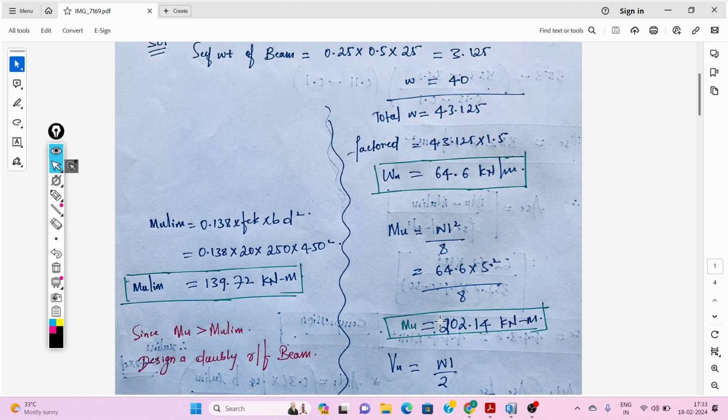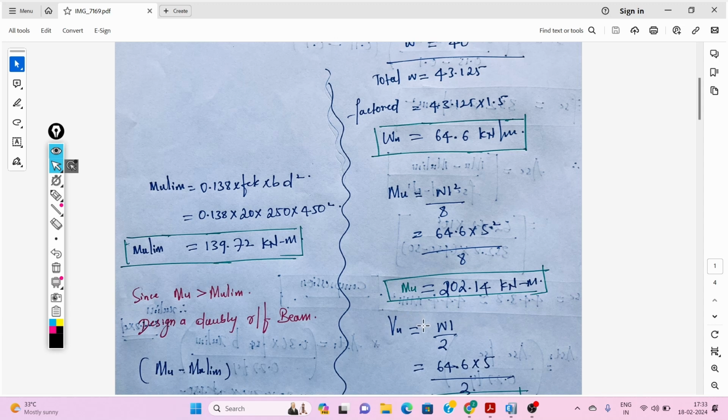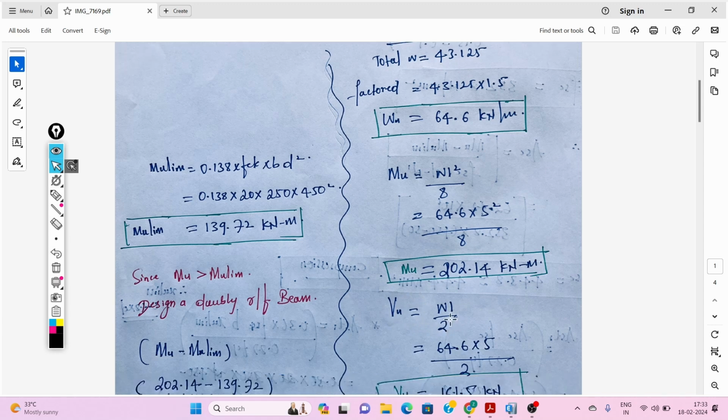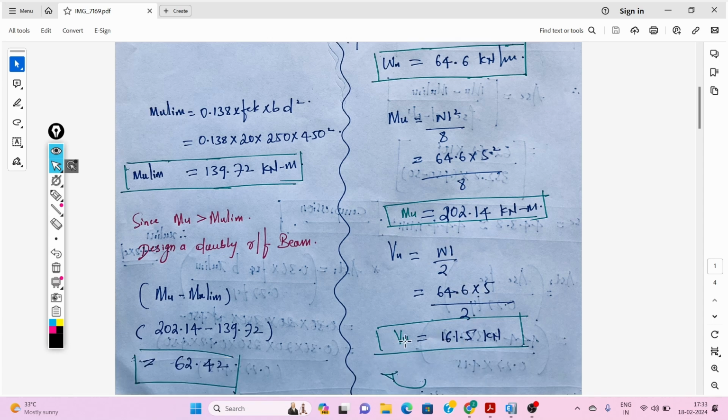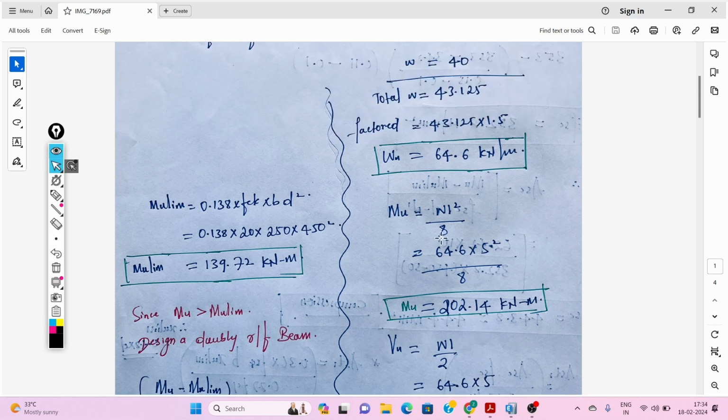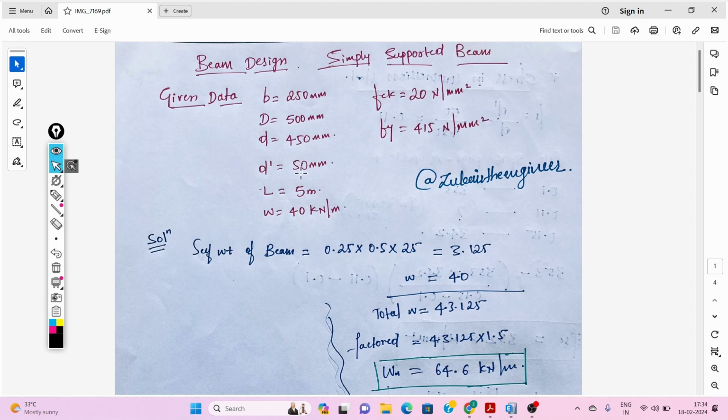And we'll find the shear also. WL by 2 for a simply supported beam. WL by 2, 64.6 into 5 divided by 2. We get 161.5 kilonewton. Okay, this is the maximum bending moment, and this is the maximum shear force for the span of 5 meter of the beam.